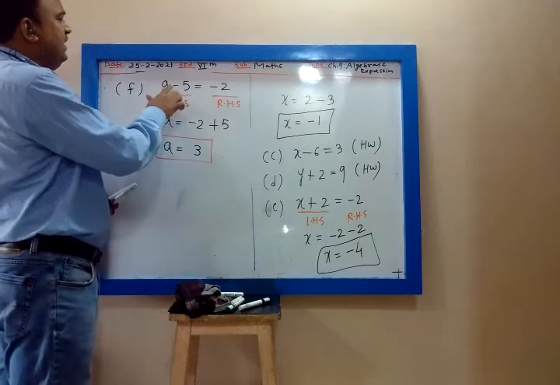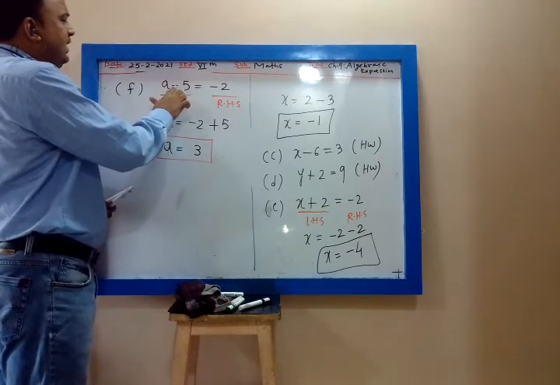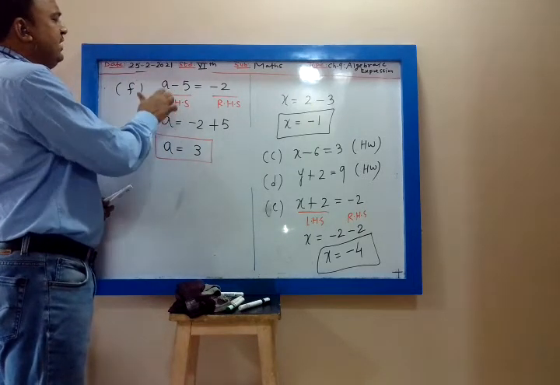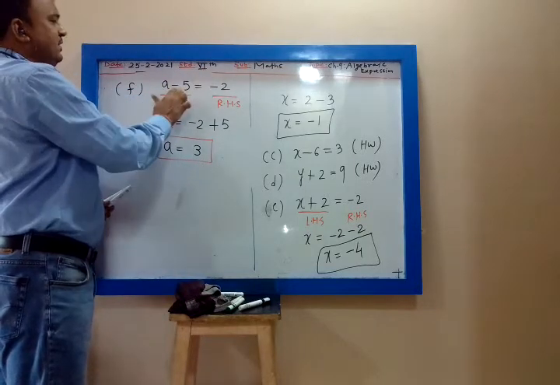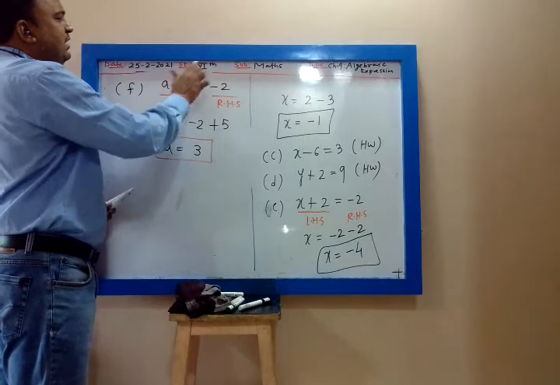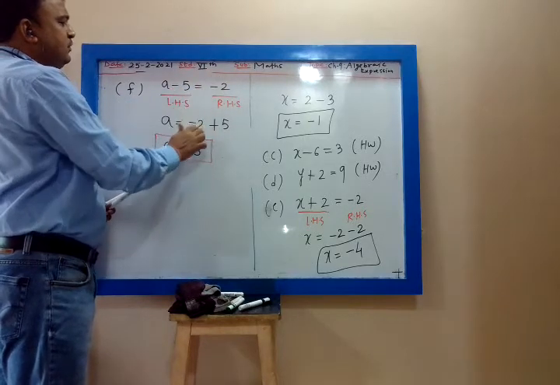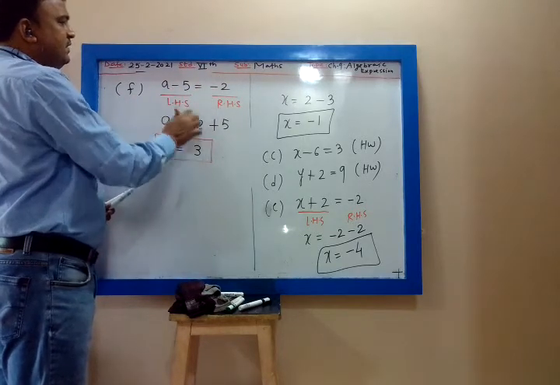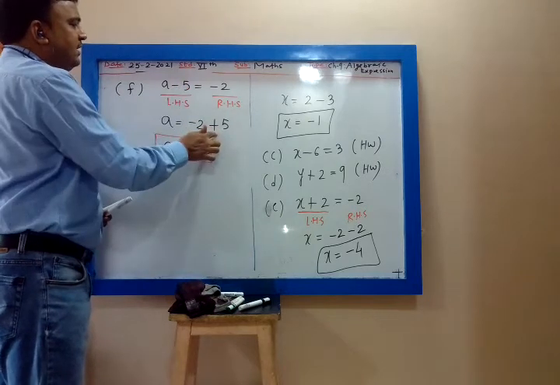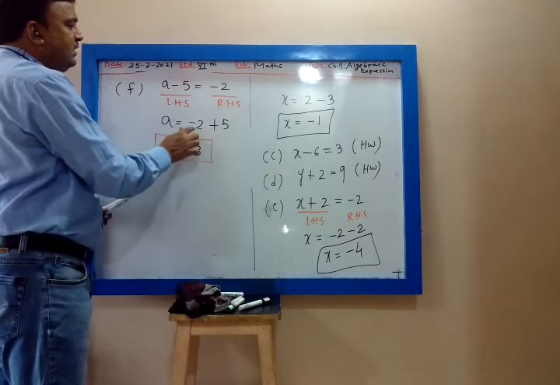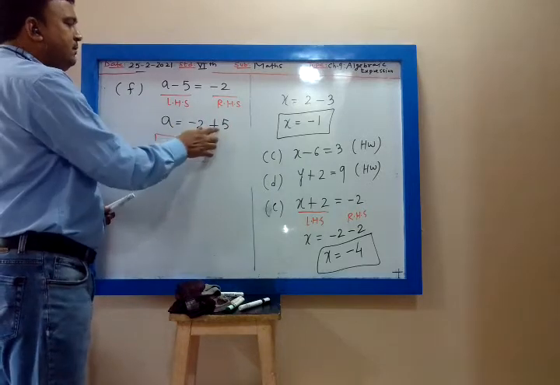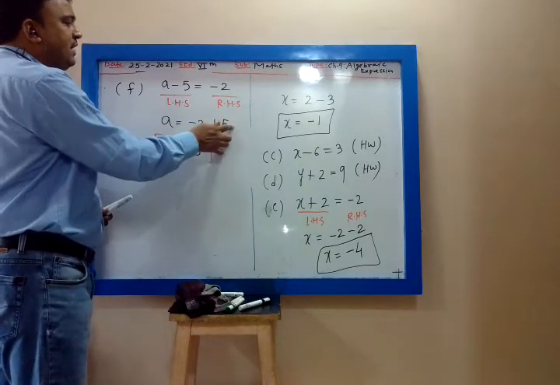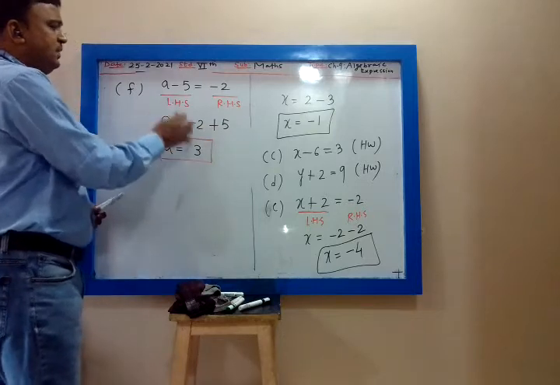This is there in the question. Now on the left hand side we take all the variables and all the numbers we take on the right hand side. This is minus 5, we take it on the right hand side. So minus 2 on the RHS, then minus 5 becomes plus 5. Now they have opposite signs. Opposite signs means you have to subtract, 5 minus 2, 3. Which number is bigger? 5. What is the sign of that? Plus. So plus 3.